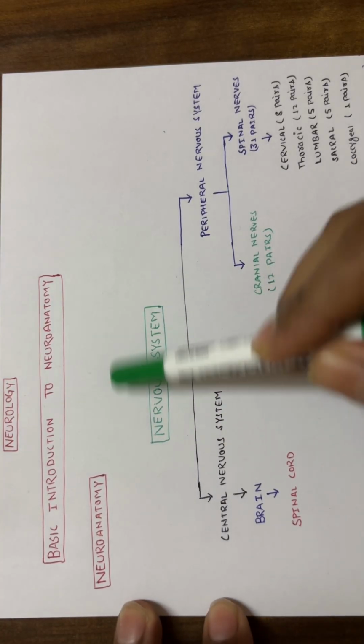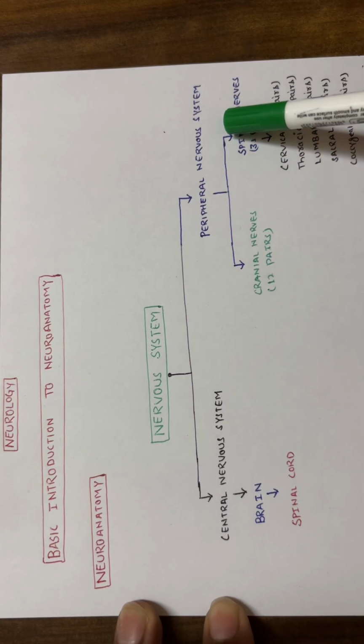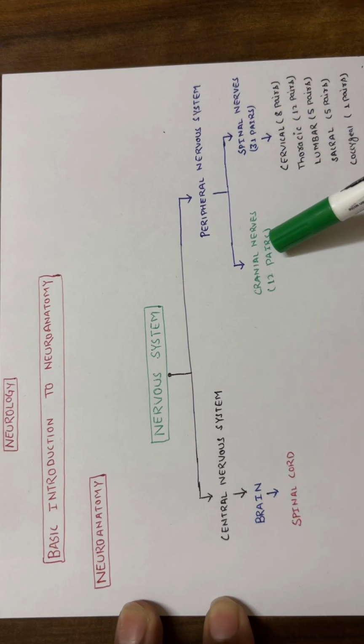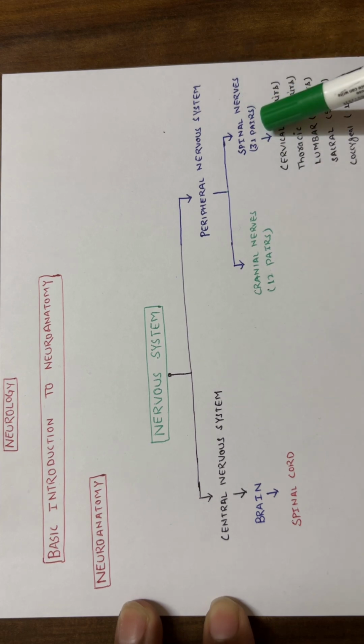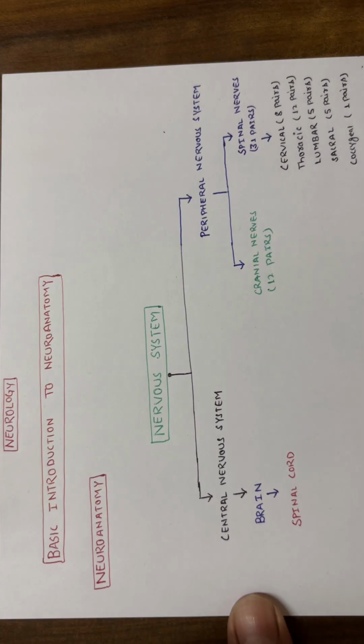Our nervous system has been classified into the central nervous system and the peripheral nervous system. In the central nervous system, we have the brain and the spinal cord. In the peripheral nervous system, we have cranial nerves, which are 12 pairs, and spinal nerves, which are 31 pairs: cervical 8 pairs, thoracic 12 pairs, lumbar 5 pairs, sacral 5 pairs, and coccygeal 1 pair. Now we'll see this in a picture.